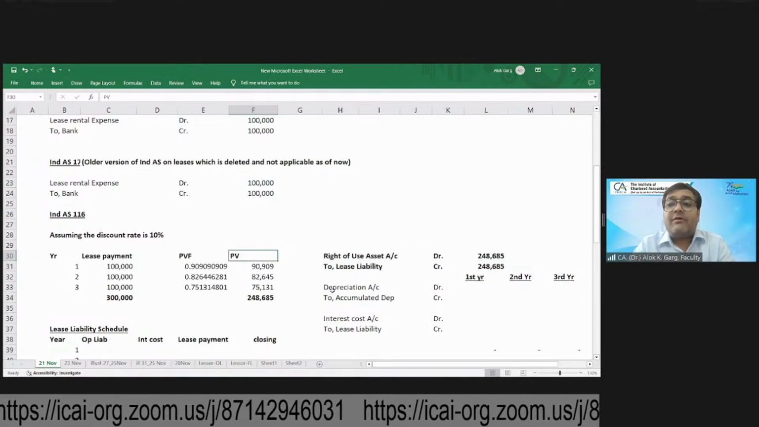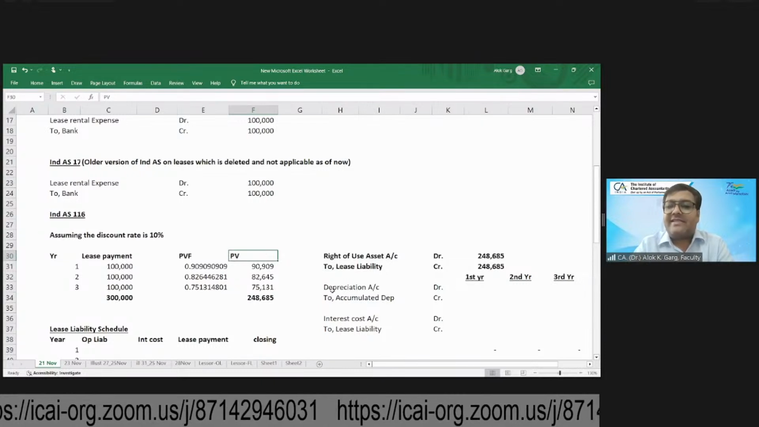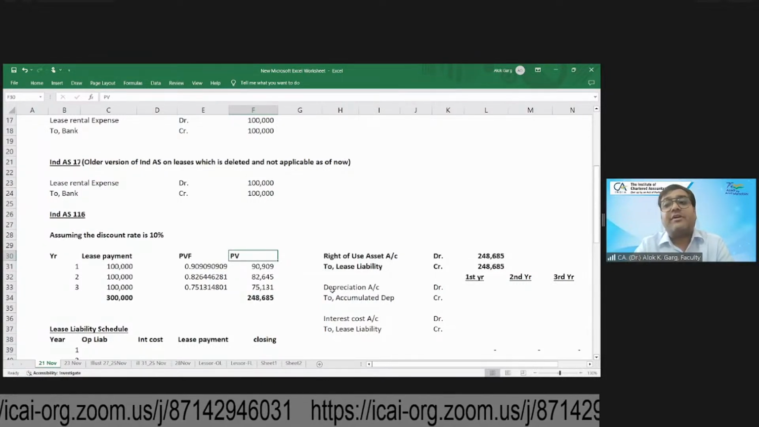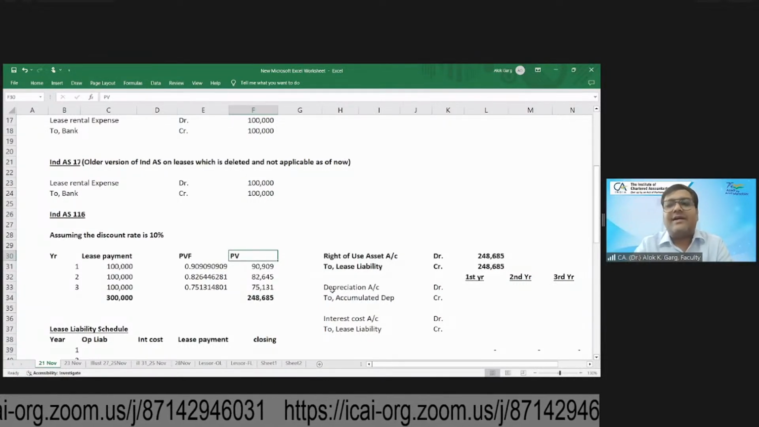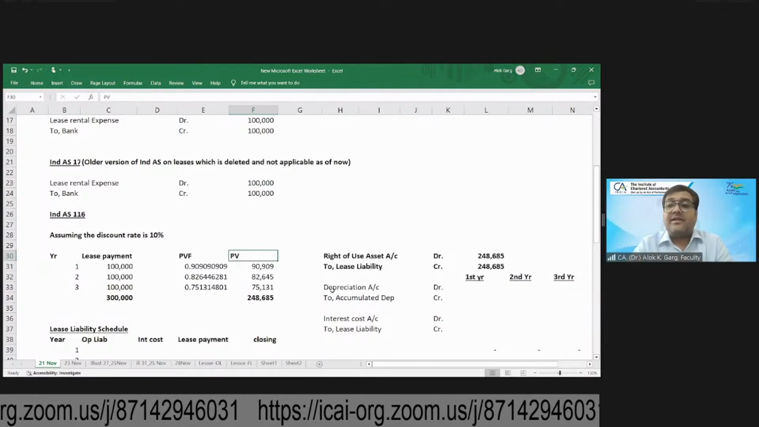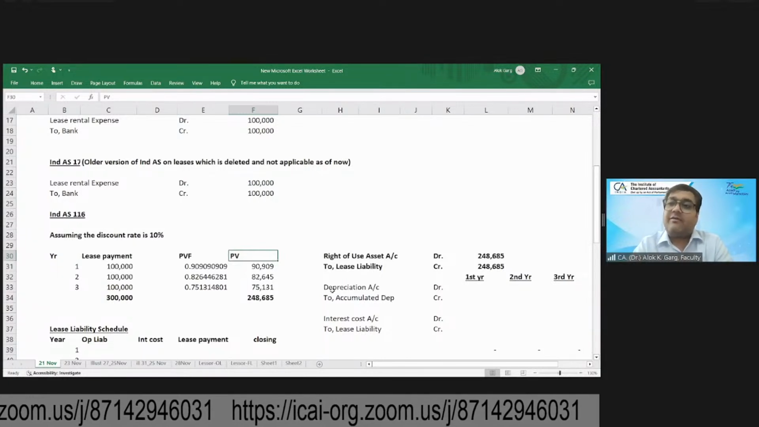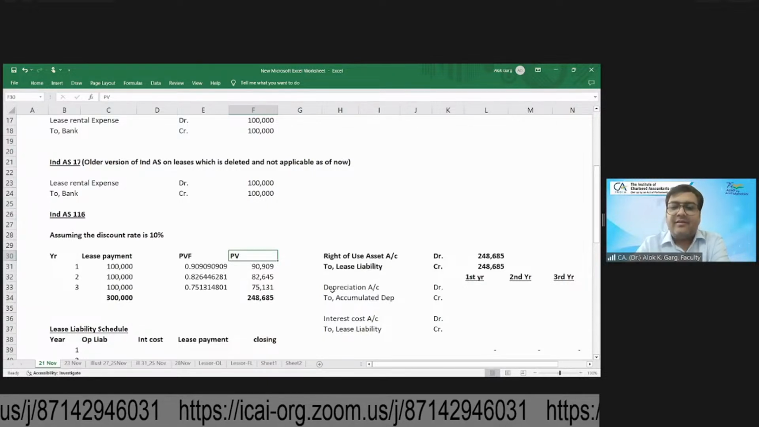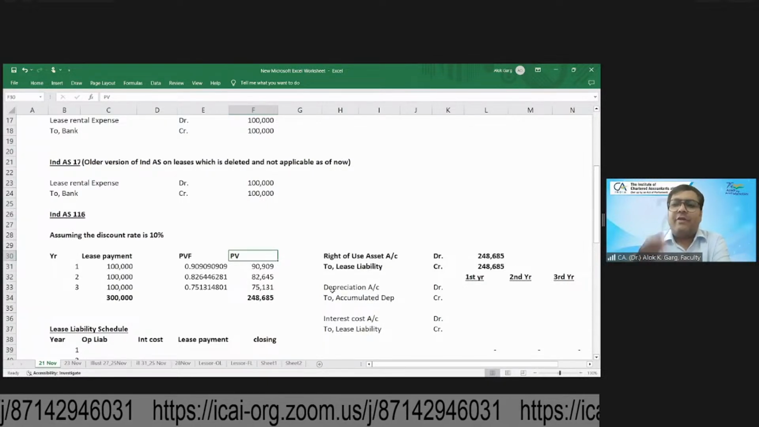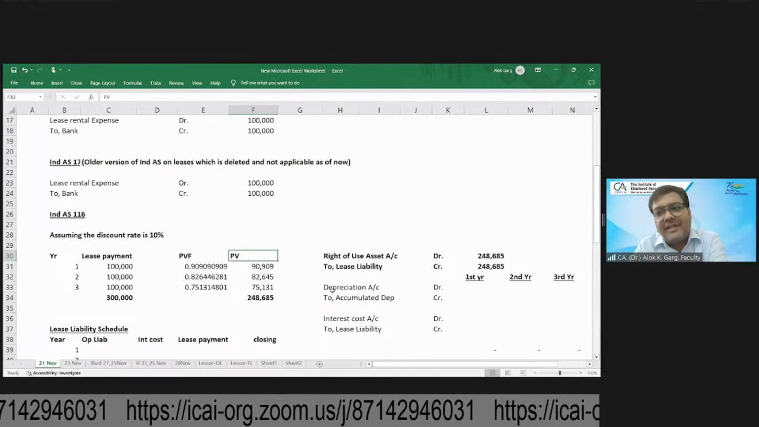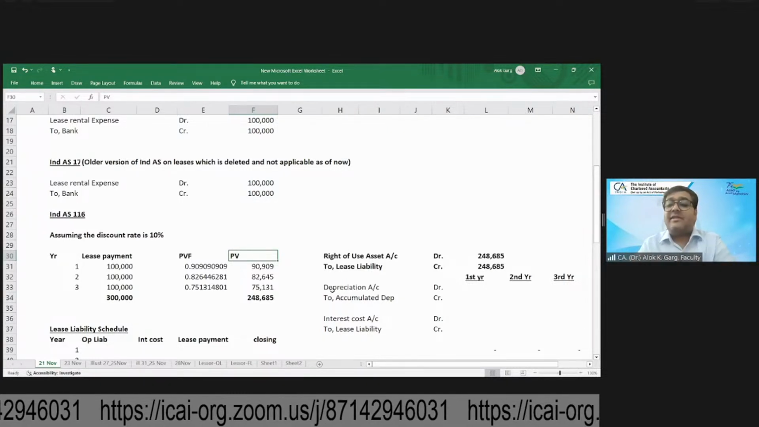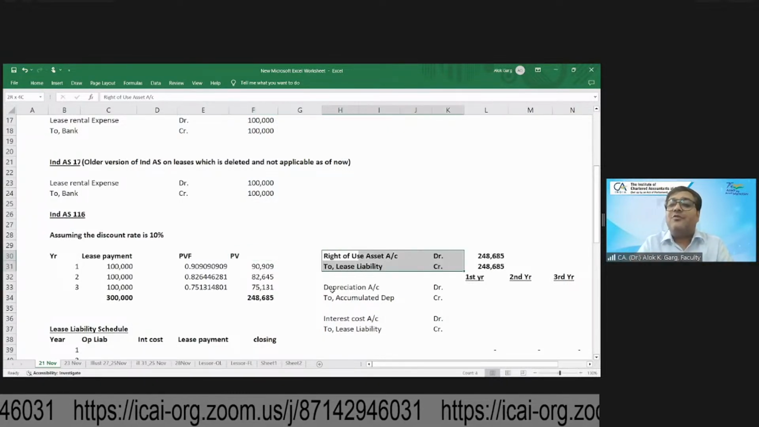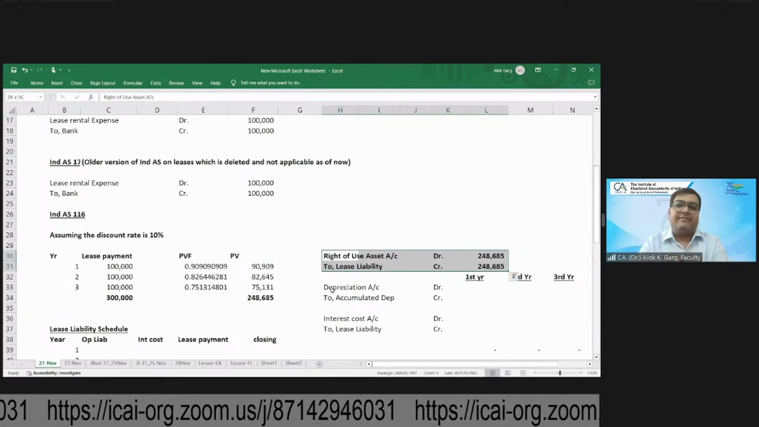Sir, like in our old AS 19, if this asset was taken on a lease basis for 10 years and the useful life of the car is also 10 years, sir, it is like a finance lease in our AS 19. So if the period is 10 years here, what is the accounting? Then you have to compute the present value over a period of 10 years. As simple as that. But the accounting will be right of use asset account debit to lease liability.